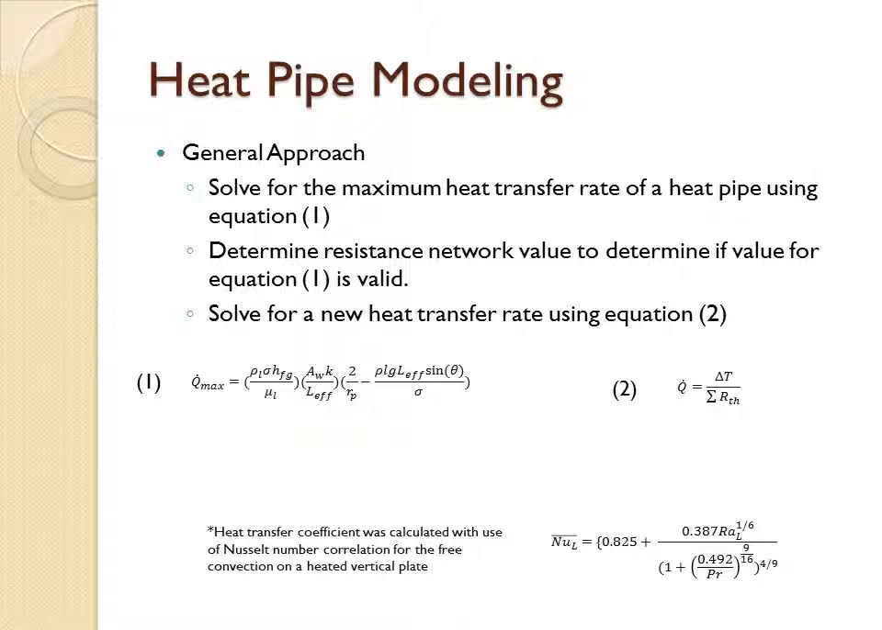The resistance network for both the evaporator and condenser region were determined and used in equation 2 along with the temperature gradient to find the rate of heat transfer possible in these regions. The heat transfer coefficient was calculated using the Nusselt number correlation for the free convection on a heated vertical plate.